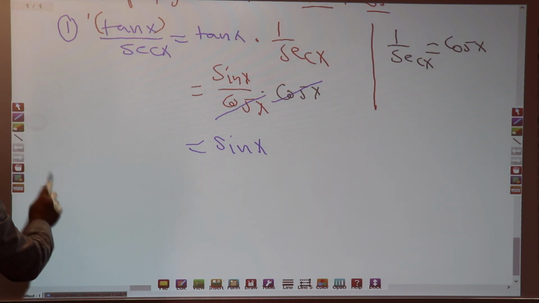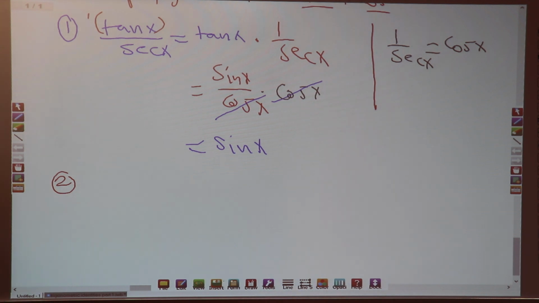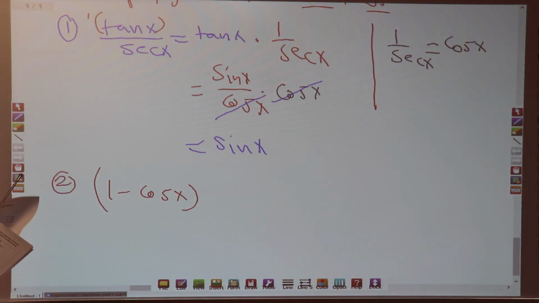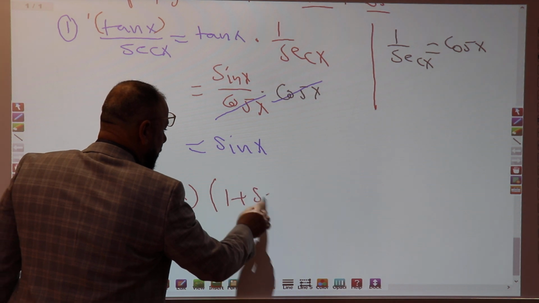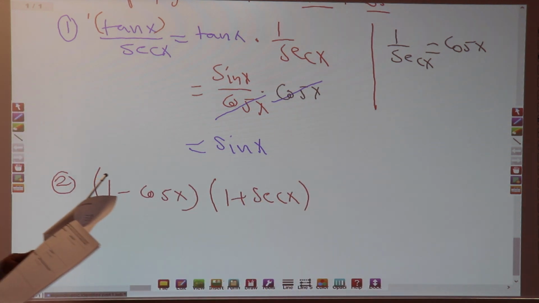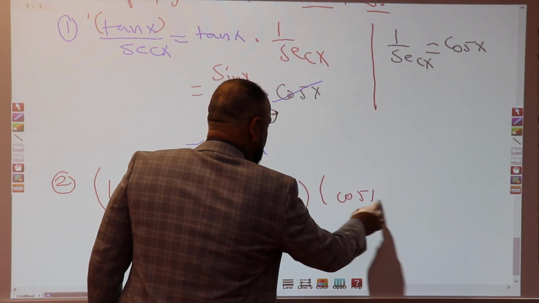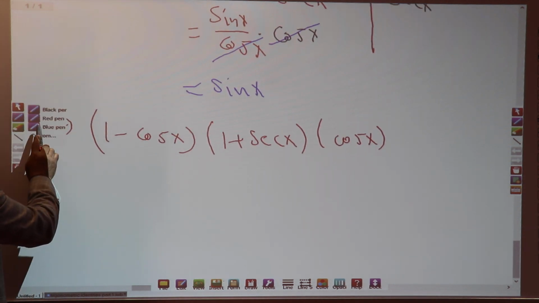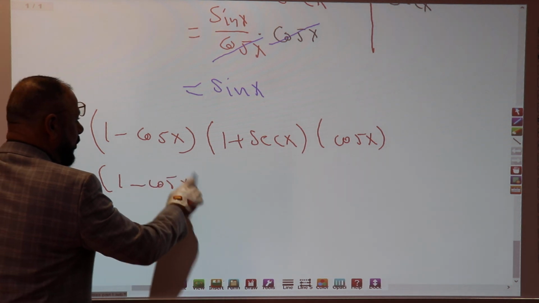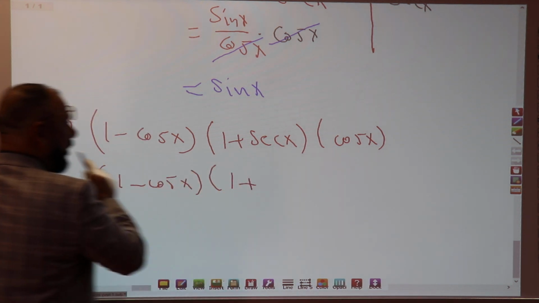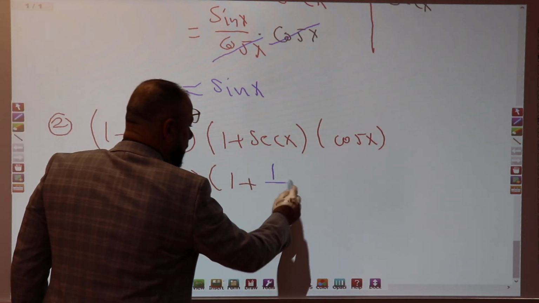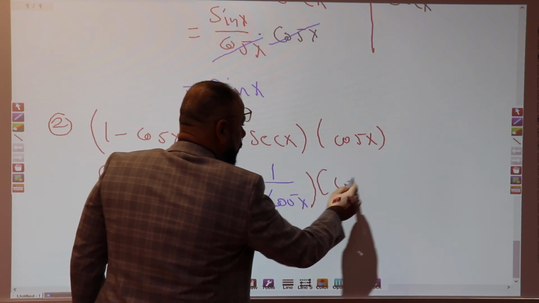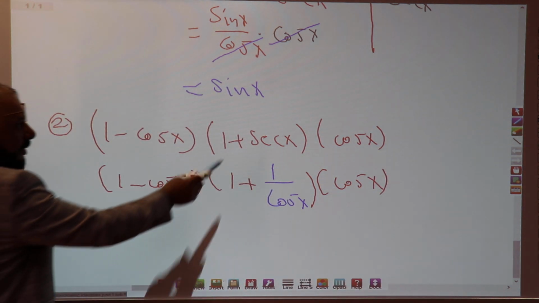Number two. We're going to multiply now: 1 minus cosine x, times 1 plus secant x, and cosine x. Look. Leave anything in red, leave it in red. I'm going to keep 1 minus cosine x, and this 1 plus secant is what? 1 over what? Cosine x. And this guy, cosine x. Good? You see, the only one that changes is secant.